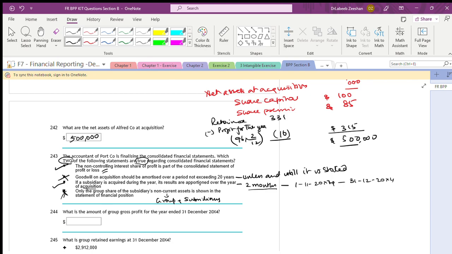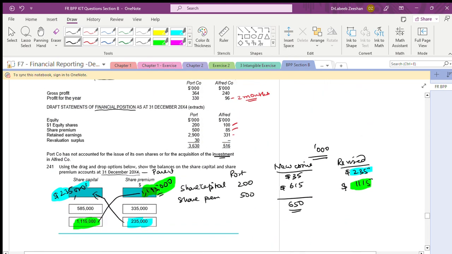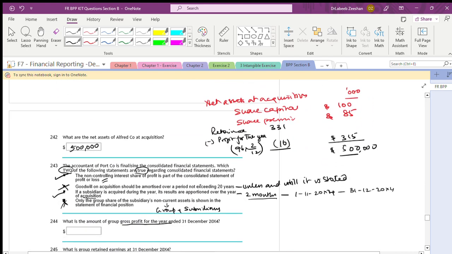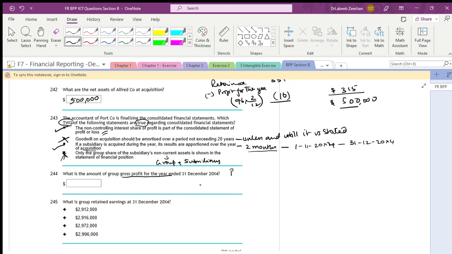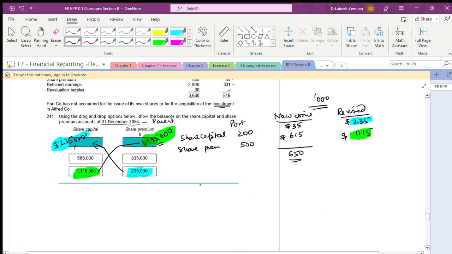Now, what is the amount of group gross profit for the year? What is the profit of the parent and what is the profit of the subsidiary? First we will go through what Port and Alfered are. For Port, we are not doing any changes.